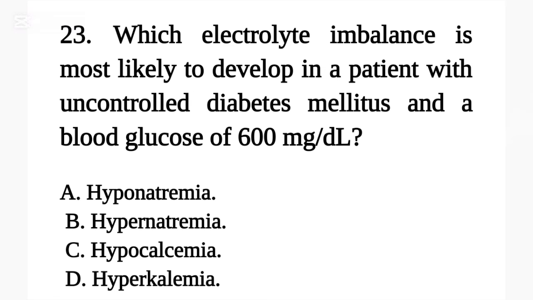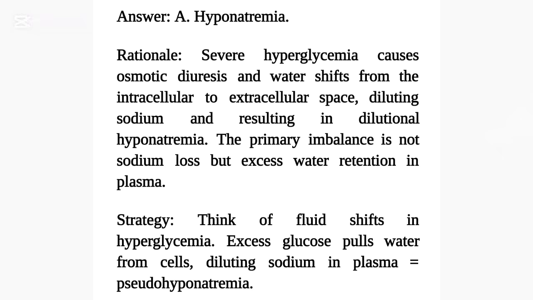23. Which electrolyte imbalance is most likely to develop in a patient with uncontrolled diabetes mellitus and a blood glucose of 600 milligrams per deciliter? A. Hyponatremia. B. Hypernatremia. C. Hypocalcemia. D. Hyperkalemia. Answer: A.